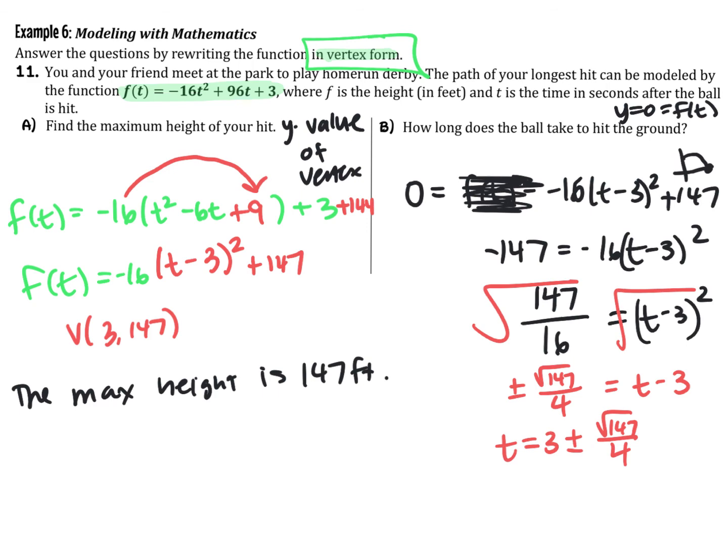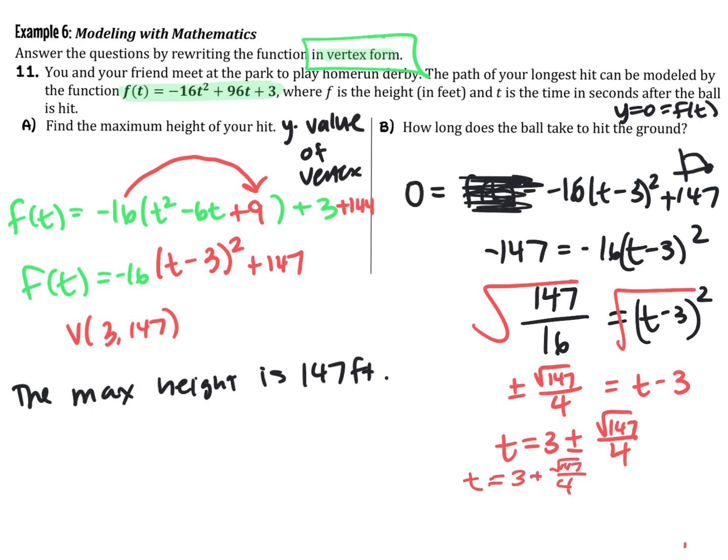Now, it doesn't make sense for this to be both positive and negative. We're asking how long does it take. So how long it takes is going to be the positive version of this answer, which is going to be t equals 3 plus the square root of 147 over 4.